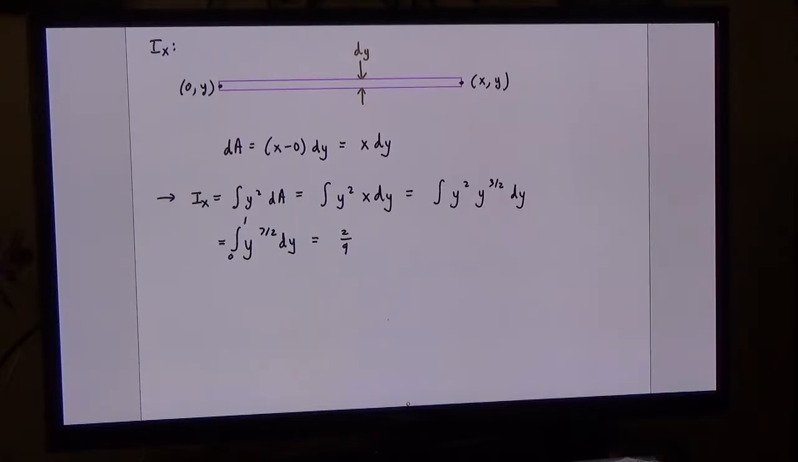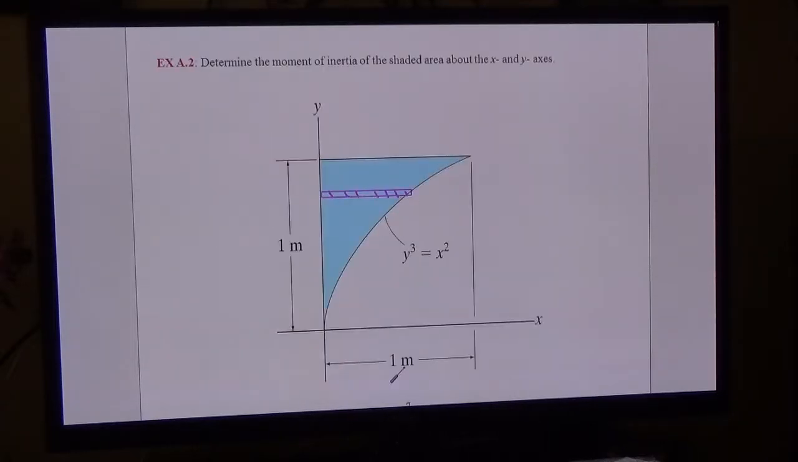So from the integral I get 2/9 y to the 9/2. Limits from 0 to 1. If I plug in 1, I get 1. If I plug in 0, 0. So this ends up just being 2/9 meters to the 4th power. The units I just basically get from the dimensions here, it's meters. And then I know that moments of inertia should be length to the 4th power.